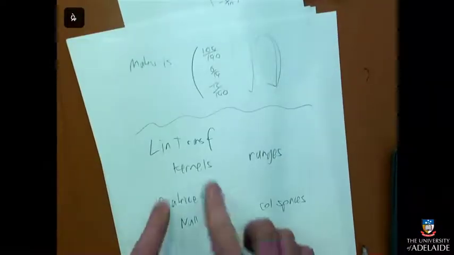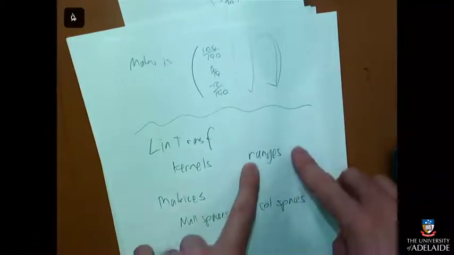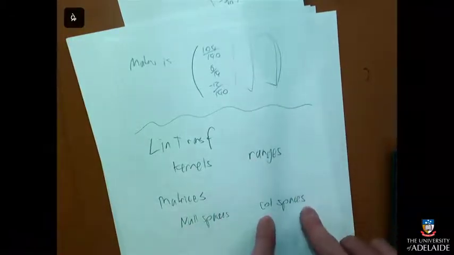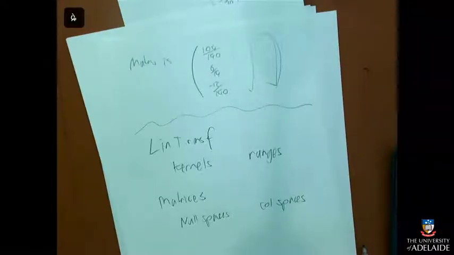So linear transformations have kernels, matrices have null spaces. Linear transformations have ranges and matrices have column spaces. So if you're talking about the matrix, then you say it has this column space. If you're talking about the linear transformation, then you say it has this range. It's not very important, but it's important enough for people to attach at least half a mark to.